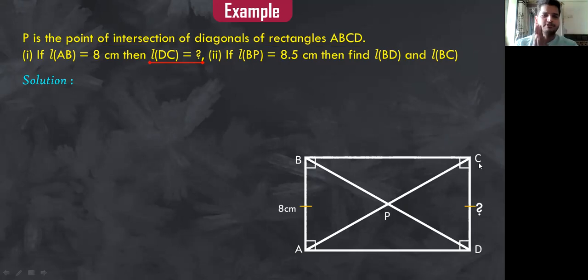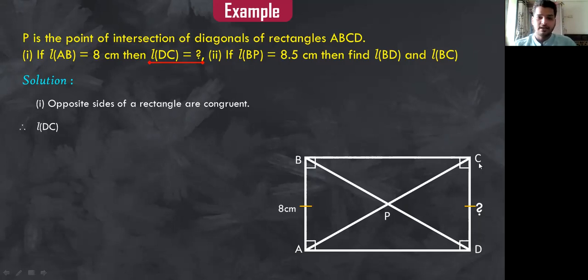Now let us focus on it, students. AB and DC are two opposite sides of a rectangle. Yes. So if AB is 8, then DC will also be 8 centimeters. So let us write that in statement form. Opposite sides of a rectangle are congruent. Therefore, the length of DC is equal to the length of AB, which is 8 centimeters. Simple and clear. So let us write the answer in a box. That marks the first part as solved.